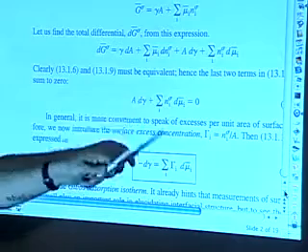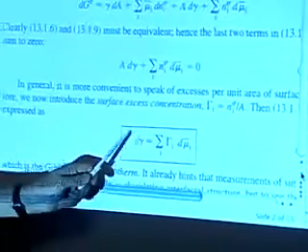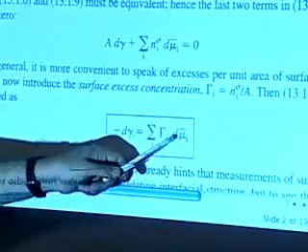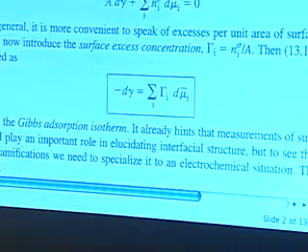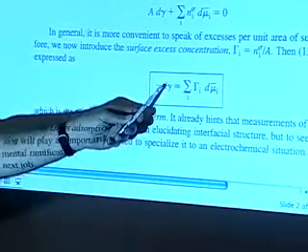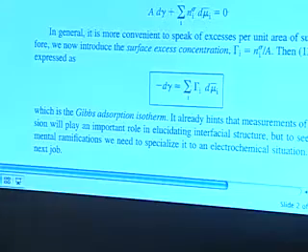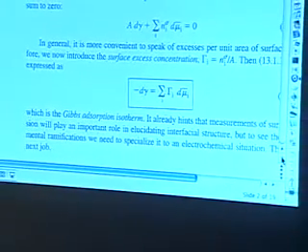And therefore, just bringing this to the left and dividing through by A and moving that to the right, negative dγ is just the sum of the surface excess times the derivative of the electrochemical potential of the ith species. Okay. And that's actually the Gibbs adsorption isotherm. It relates this surface tension to a number density of adsorbed species times their change in electrochemical potential.